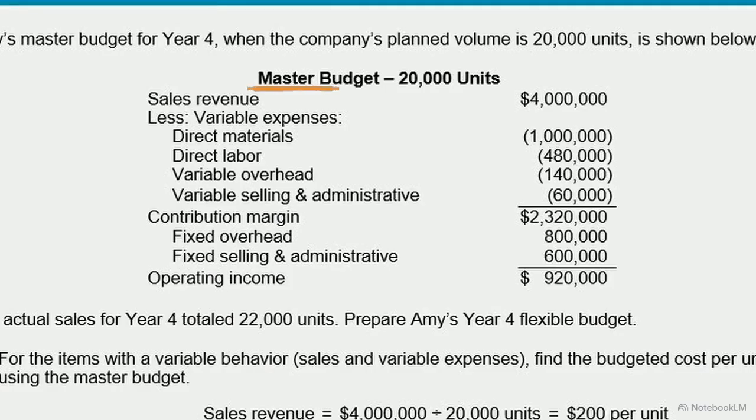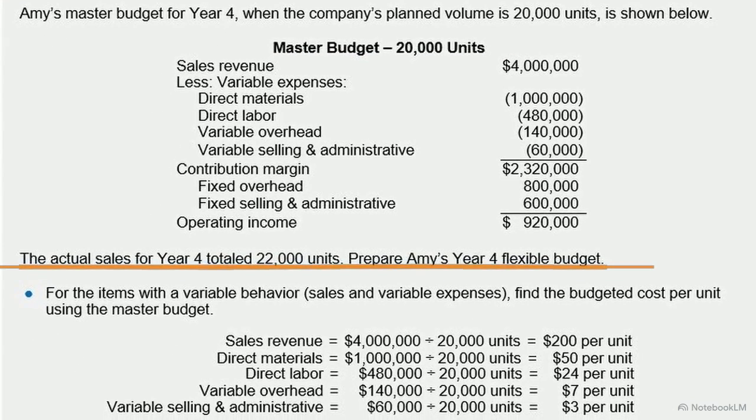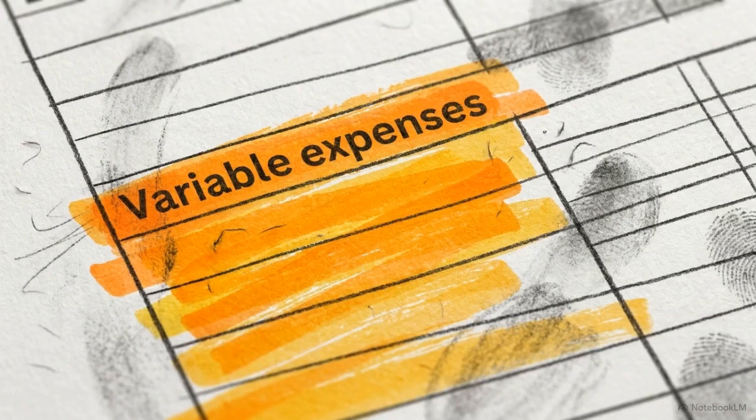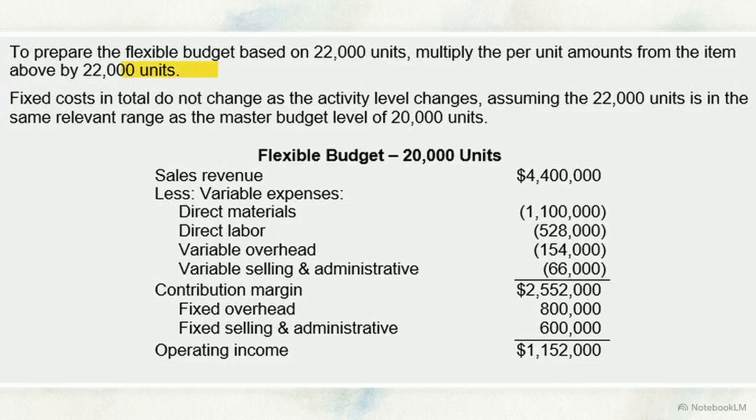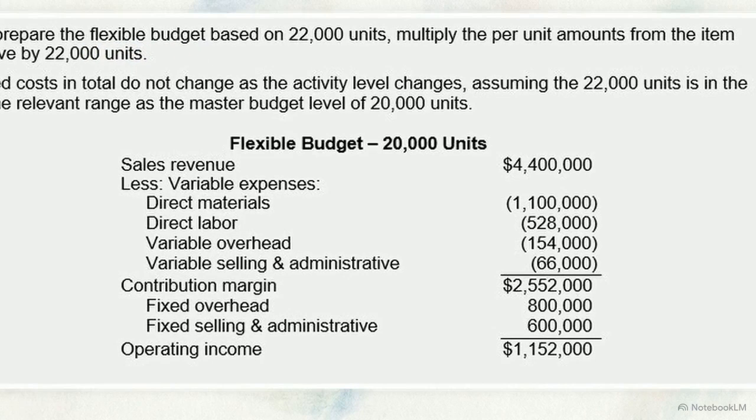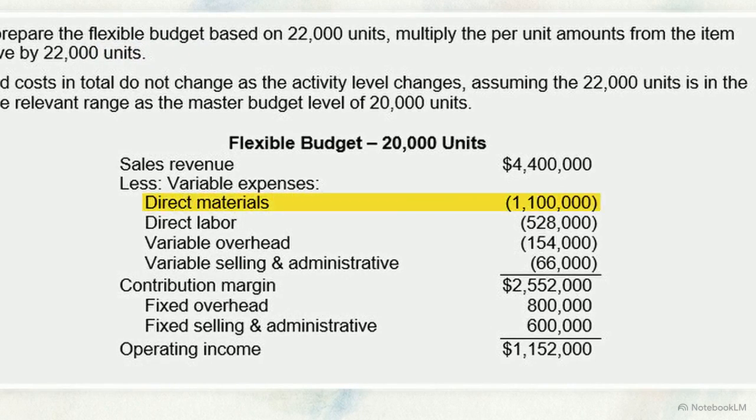This is a master budget for a company expecting to produce and sell 20,000 units. To convert this into a flexible budget, we follow two steps. First, we extract the specific standard variable costs per unit from that initial master plan. Second, we multiply those per unit standard costs by the new actual volume. This table applies those costs to an actual output of 22,000 units, scaling the material, labor, and variable overhead upward accordingly.